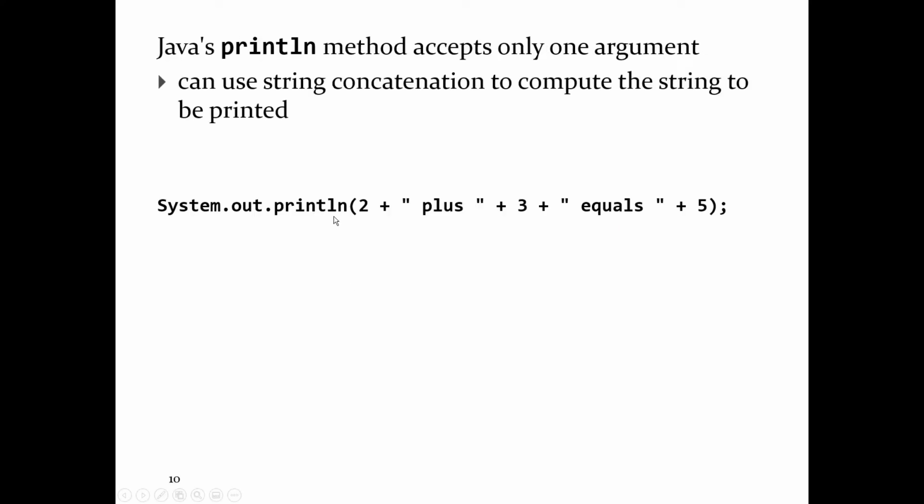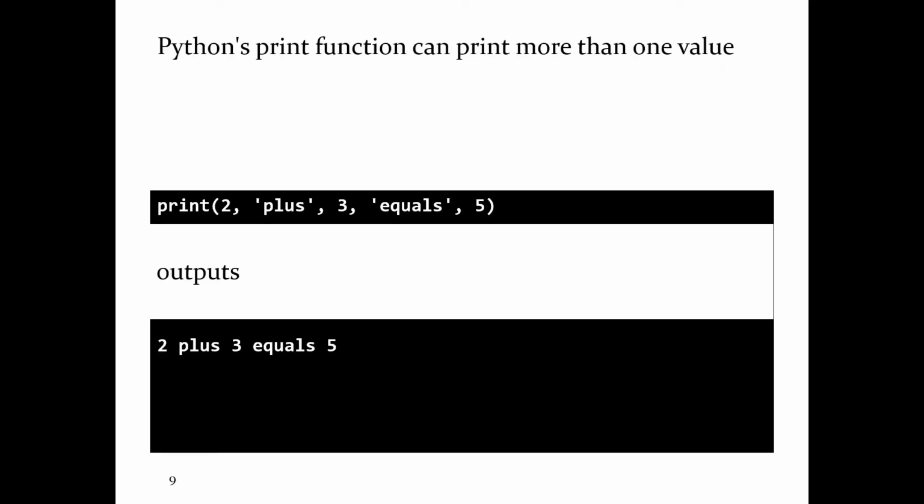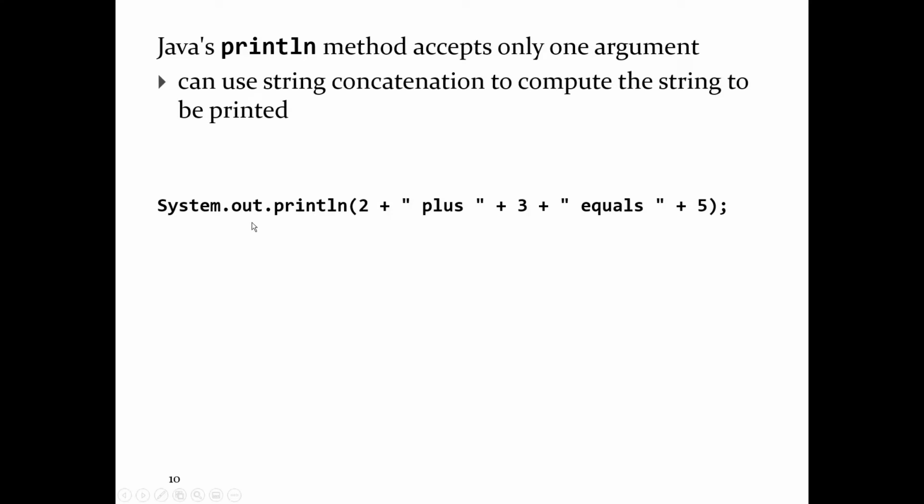Println will go to the next line, so the next line of output will appear on the next line. There's a similar method called System.out.print, and that one will not go to the next line, so the next output will come immediately after the 5. So there's print and println. And unfortunately, you have to write System.out in front of all of that. So that's another difference between Python and Java. Printing something in Java is a little more verbose than printing something in Python.